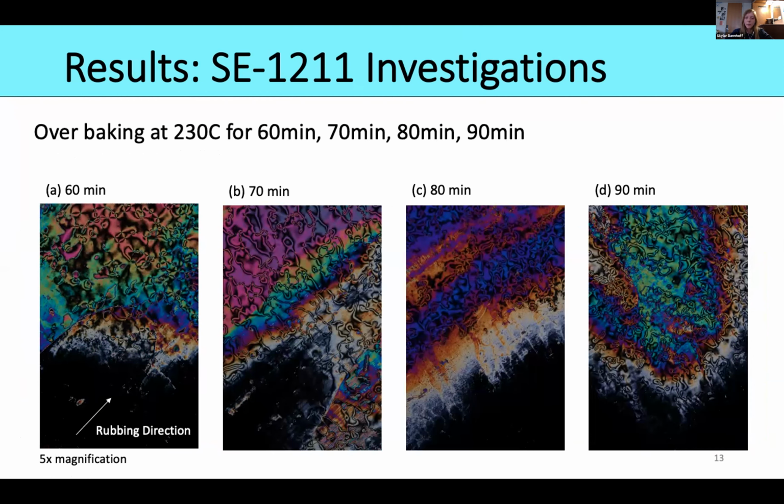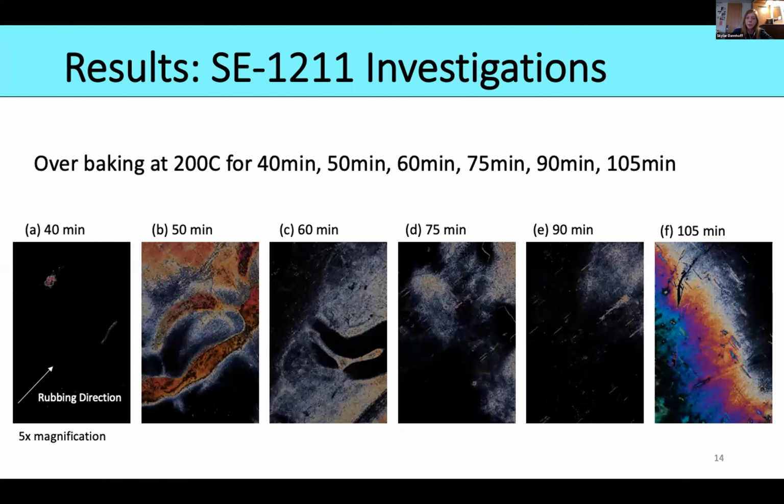So here's a series of samples that we've been baking from about 60 to 90 minutes. But again, we're not really seeing a consistent trend as we increase the time. What is encouraging is that now we are seeing a transition from homeotropic to non-homeotropic behavior, but we're not seeing that smooth color gradient that we've been looking for. So on to the next idea, we tried lowering the temperature, and again looking at a variety of times. In terms of lack of trends, I guess we could say it's similar to the previous slide.